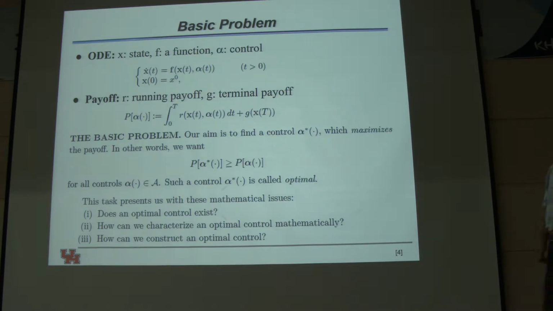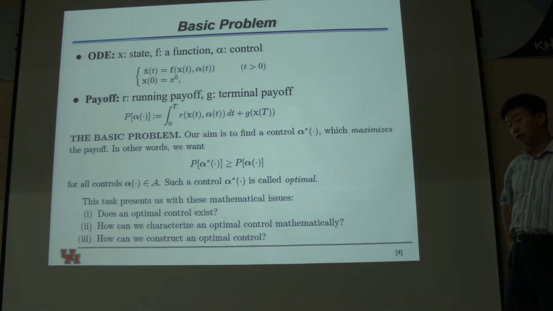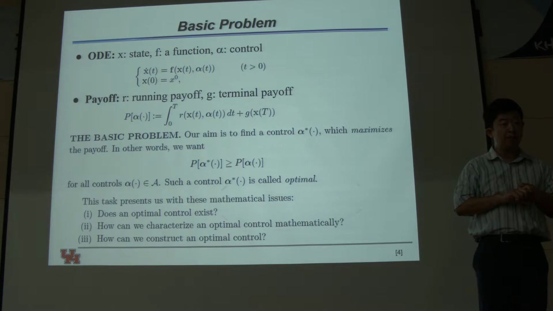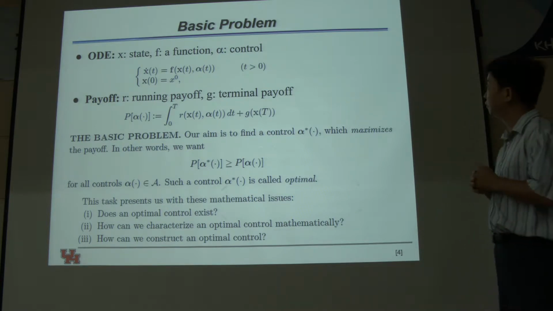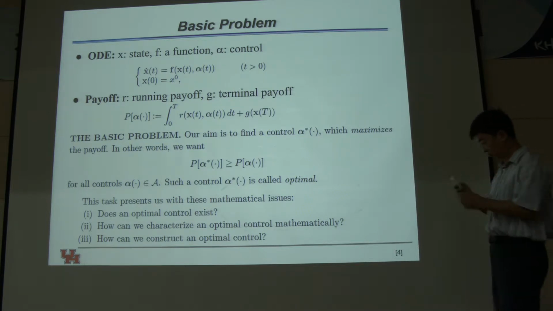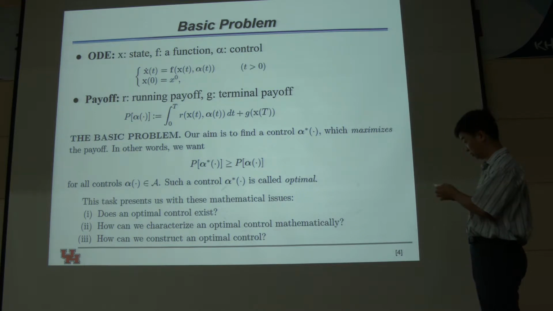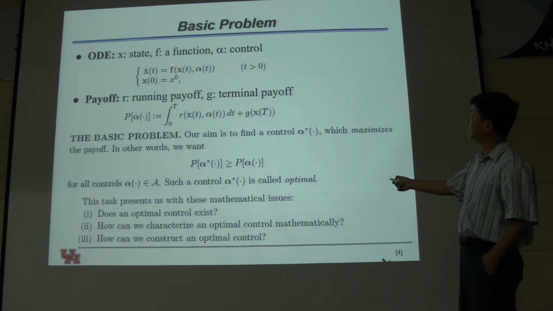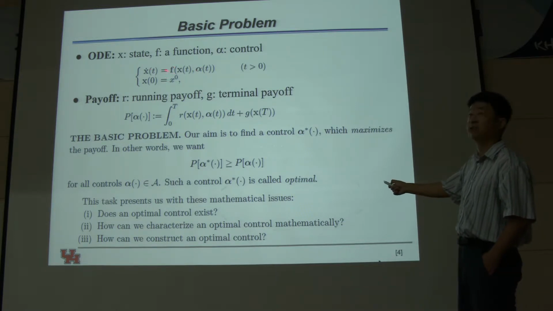Okay, so what is the problem? Unlike the non-cooperative game, for a dynamic game or dynamic control, first you have an ODE, a differential equation. For example, the derivative of the state is a function of the current state times some control, starting from an initial condition.